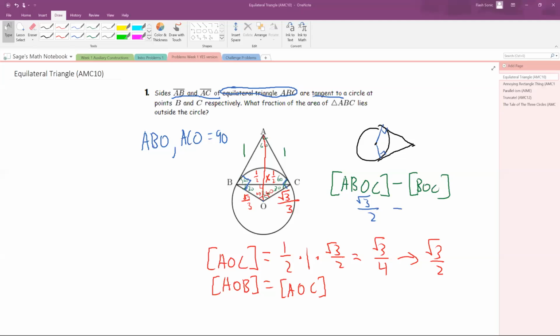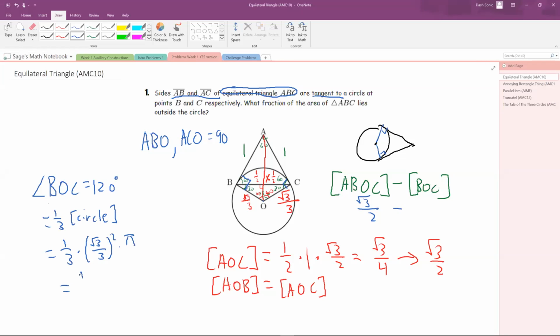All right, so from here, all we have to do now is to find the area of the sector BOC, and we can do this because we know that angle BOC is equal to 120 degrees, which implies that the sector BOC is equal to 1/3 the area of the circle. And since the circle has radius root 3 over 3, we can get that the circle has an area of root 3 over 3 squared times pi. So overall, the sector has an area of 1/9 pi. So plugging this in for BOC gets us that the area is 1/9 pi.